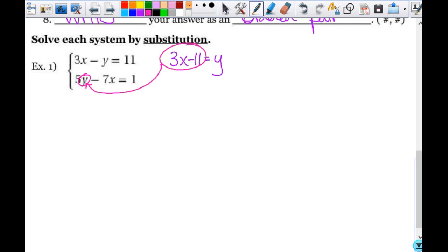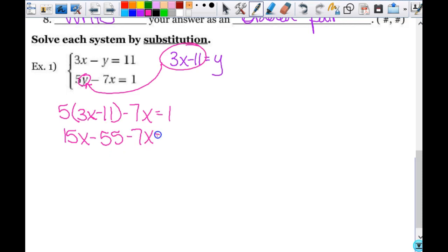Make sure if you plug it back into this one, you're just going to go in a vicious circle. So this gives me 5 times 3x minus 11 minus 7x equals 1. Even if it's easy and you are capable of simplifying things before you write it down, you do not do that. First step, zero work, plug it in. That shows process. Then it's going to give me 15x minus 55 minus 7x equals 1.